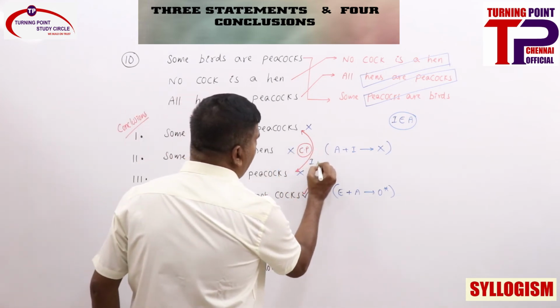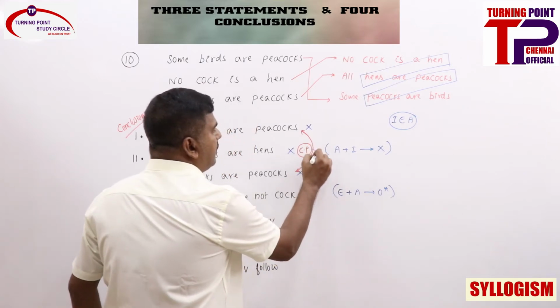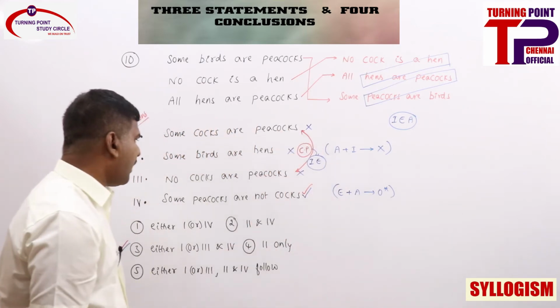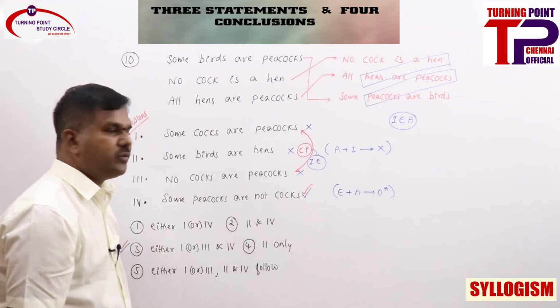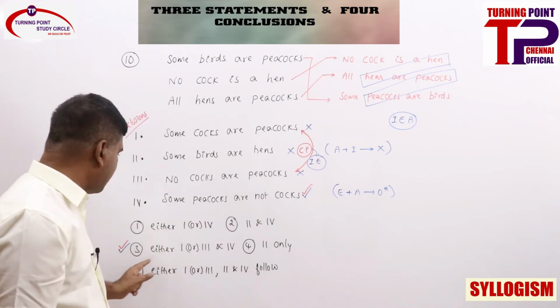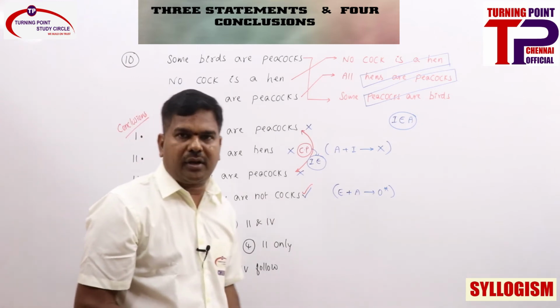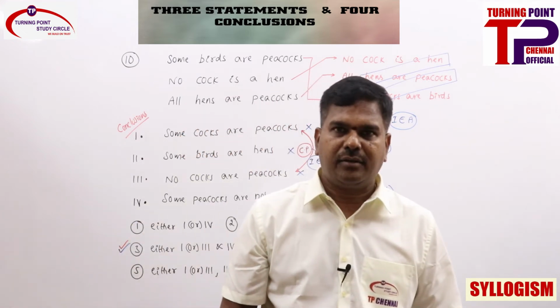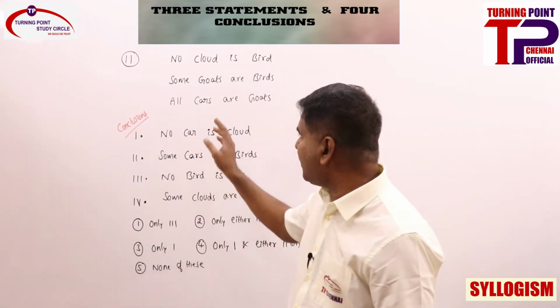So I and E is a complementary pair. We need to go ahead with either 1 or 3, and 4 follows. Option is yes, the third one. Clear? Shall we go ahead with the next question? Next question, the 11th one.